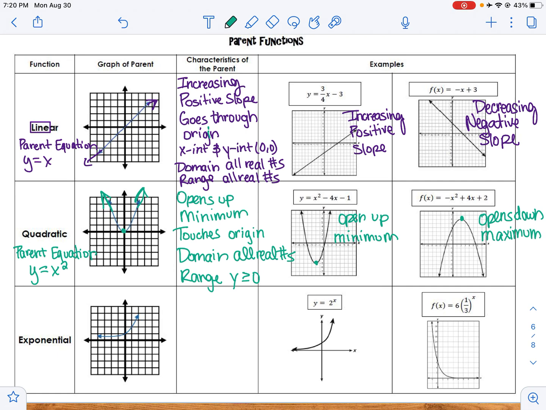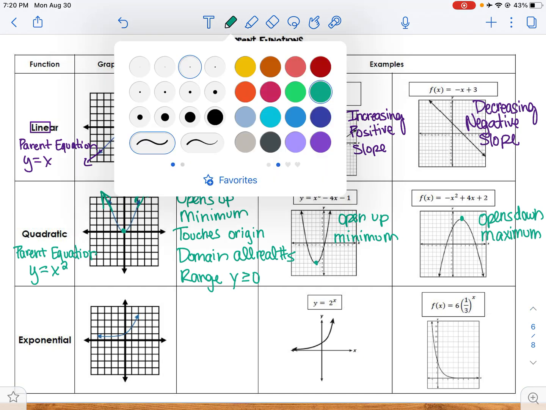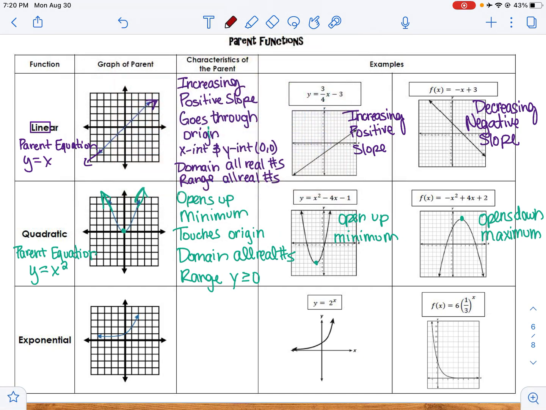Okay, now moving on to the exponential functions, and then we're going to compare the three equations. So the exponential parent equation is in the form of, the numbers can vary on this one, but it's in the form of y equals ab to the x. The x is the exponent, and exponential has the word exponent in the name.